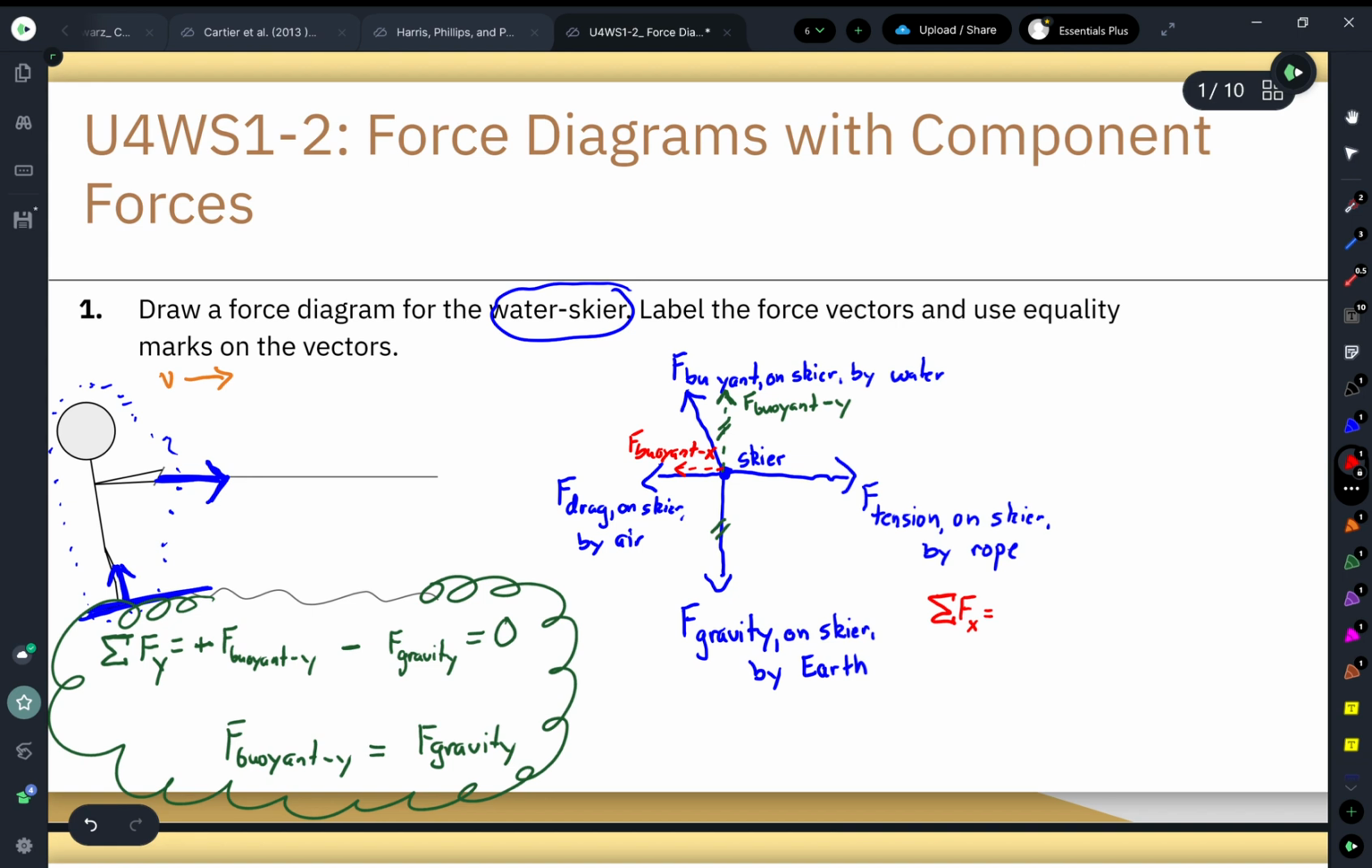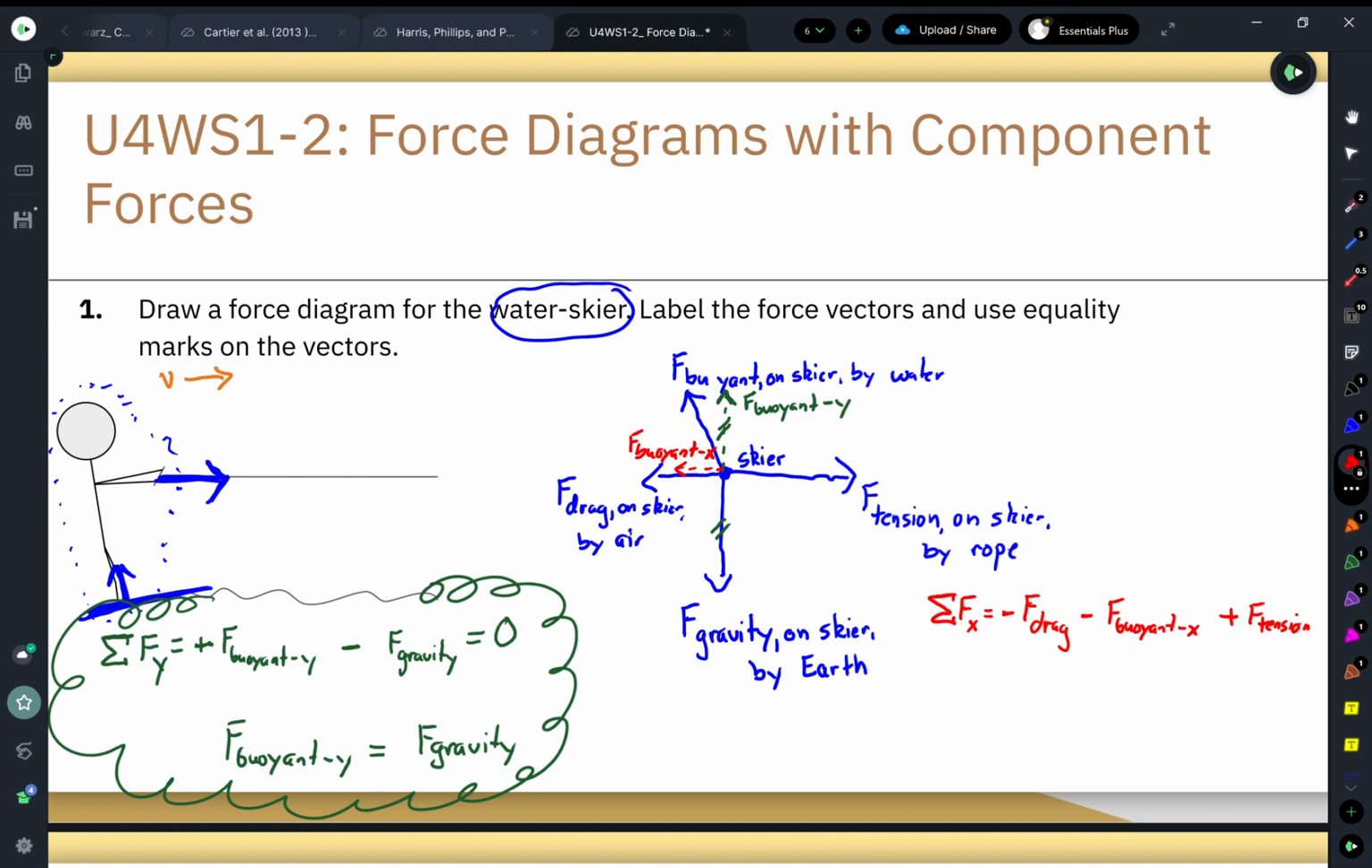Now this is where we have three forces horizontally. We have a force of drag on the skier by the air. That is pointing to the left. So on a graph, we can say that that would be in the negative direction. We have a force buoyant in the x direction, which is also pointed to the left. So we can say that that is going to be negative. And we have a force of tension to the right, which we can assume is going to be positive. So these are going to be the three forces we have.